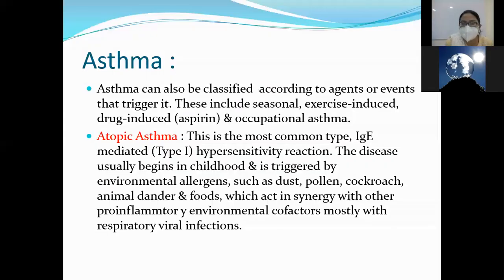So beta, atopic asthma is basically a type 1 hypersensitivity reaction. The disease usually begins in childhood and is triggered by environmental allergens such as dust, pollen, cockroaches, animal danders, and food. Okay, and which acts in synergy with other pro-inflammatory environmental cofactors, mostly with respiratory viral infection.